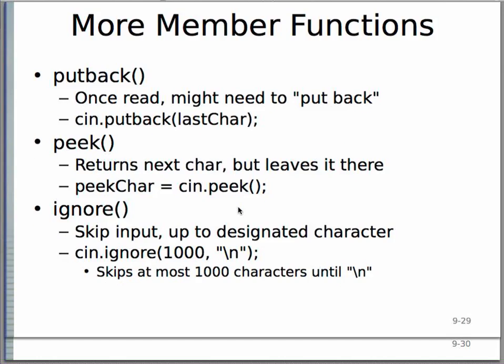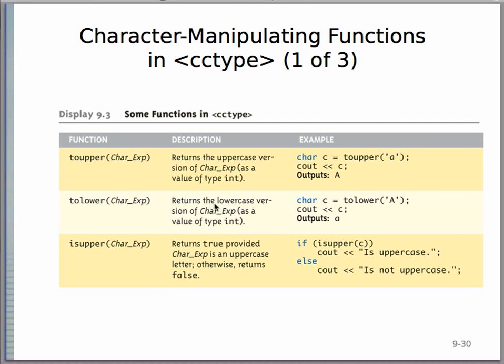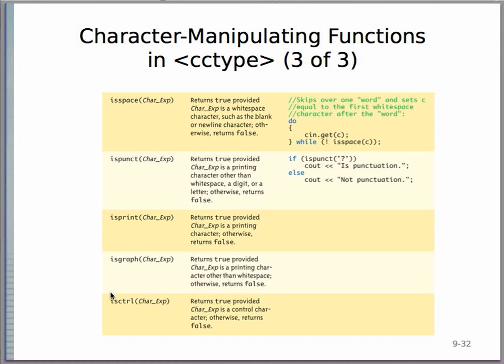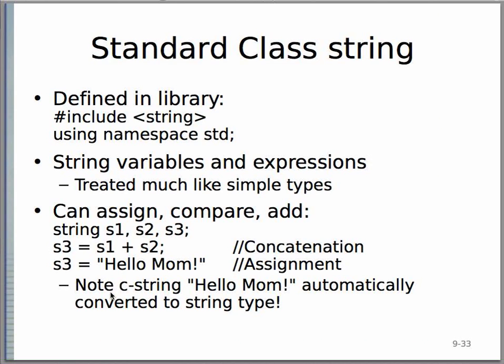Okay, and then you can ignore a number of characters. You can convert, if you use the cctype include file, or you #include cctype. This is a bunch of C library functions like convert to uppercase or lowercase, check if it's uppercase, lowercase, check if it's a letter or number, or letter and or number, alphanumeric means letter or number, and there's a whole bunch of these. Is space, is punctuation. And next we look at the string class.